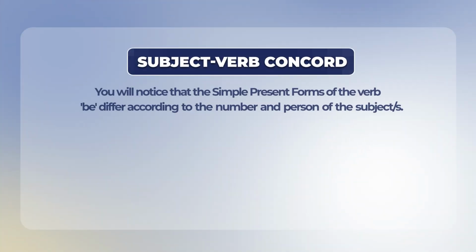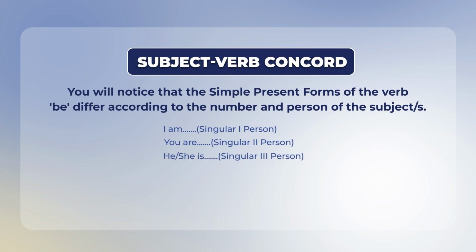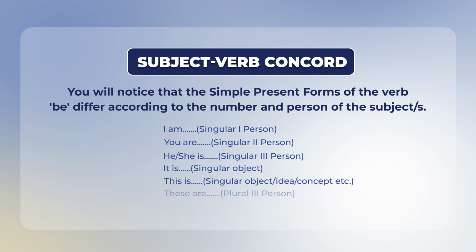Also, there is something called subject-verb concord. You will notice that the simple present forms of the verb be differ according to the number and person of the subject or subjects. I am, singular first person. You are, singular second person. He, she is, singular third person. It is, singular object. This is, singular object, idea, concept, etc. These are, plural third person. We are, plural first person.